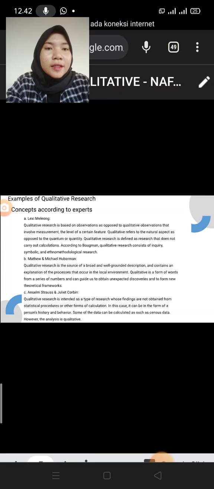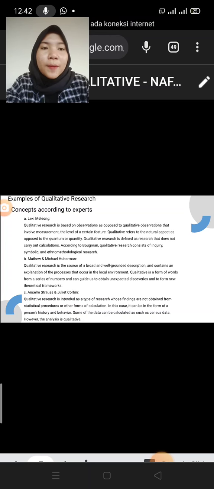First, Selltiz. Qualitative research is based on observation, as opposed to quantitative observation, which involves measurement of the level of a certain feature. Qualitative refers to the natural aspect, as opposed to quantum or quantity. Qualitative research is defined as research that does not carry out calculation.